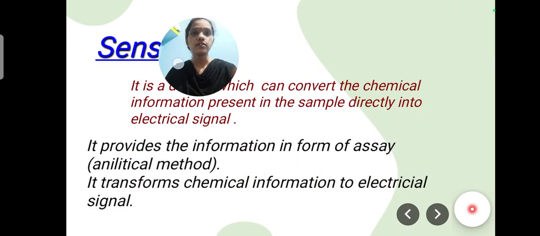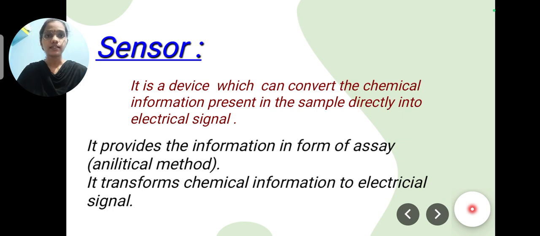First of all, what is meant by a sensor? A sensor is a device which can convert the chemical information present in the sample directly into an electrical signal. Sensors provide the information in the form of an assay. Assay means analytical method. It transforms chemical information to an electrical signal.